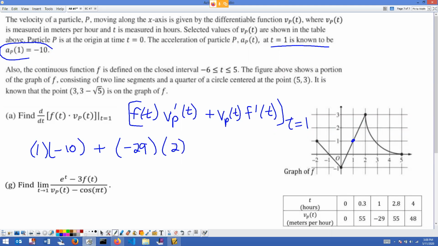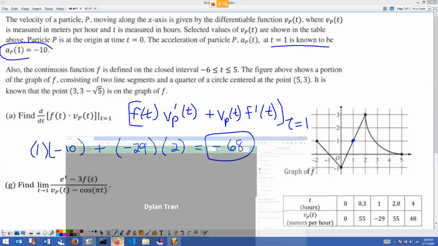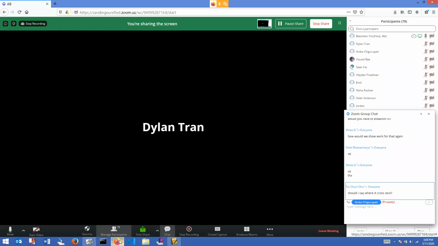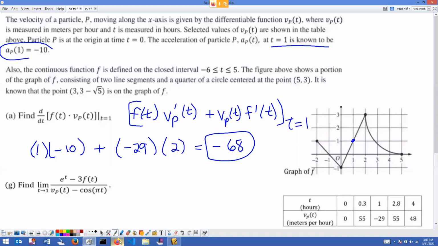And this is just a numeric answer, so if you want to leave it, you can. If you want to say that that equals negative 10 minus 58, so negative 68, that's good too. Any questions on that, on part A there? Pretty straightforward, I hope.